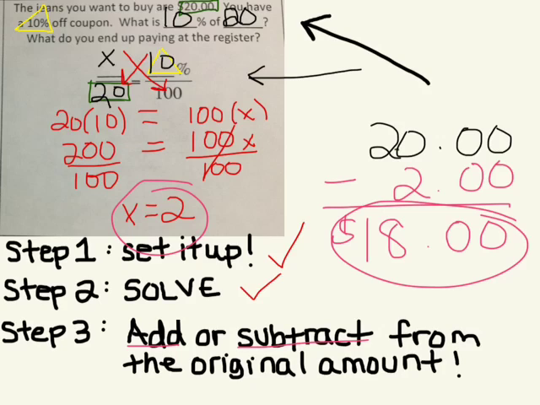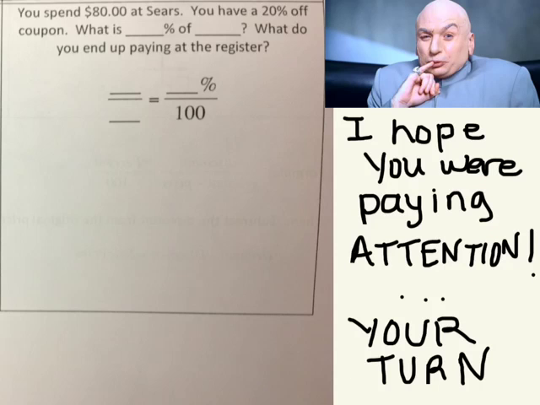Now, if we had a tip or a tax, would we add or subtract from the original amount? Good, tip or tax is added on. Excellent. Let's try one. I hope you are paying attention because now it's your turn. Take out your scrap paper and let's try this one. Don't forget to use your symbols.